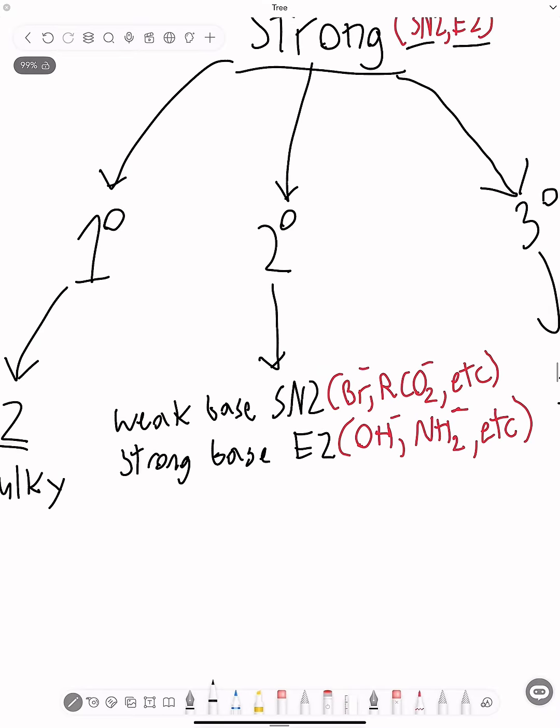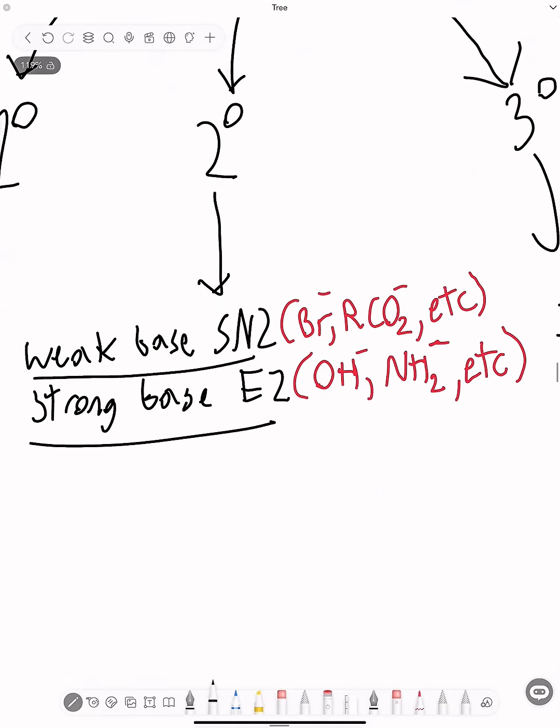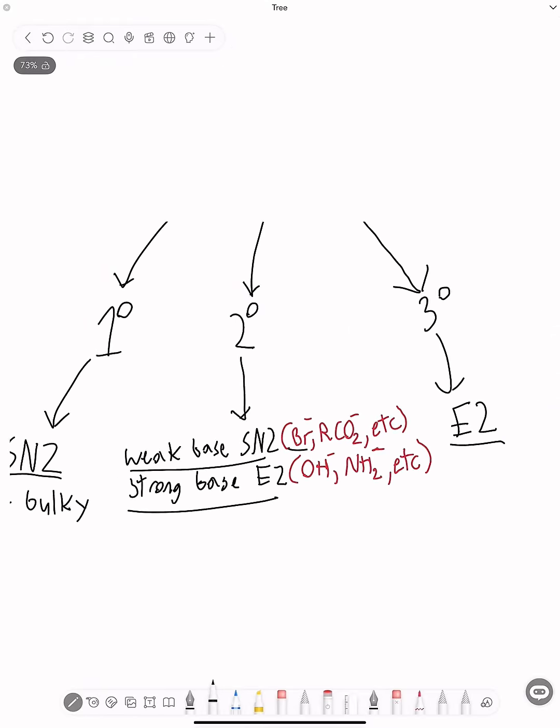And if the substrate is secondary, if the base is weak, it's going to be an SN2, and if the base is strong, it's going to be an E2 reaction. Now, to determine if it's a weak or strong base, I use this bromide ion, for example, where this bromide ion is large and its negative charge is spread out, making it really stable, and it doesn't really want to grab a proton, making it a weak base.